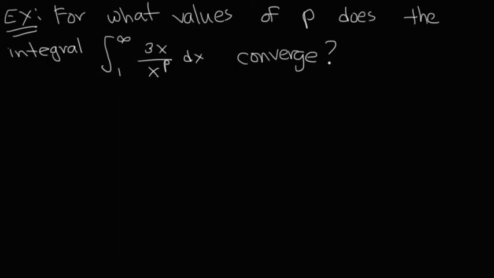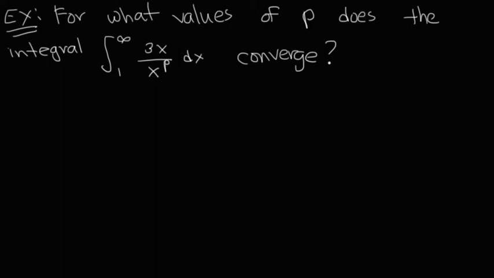Okay, so let's do another example that's a little bit different than the ones we've done so far. In this one, we're asking for what values of the constant p does the integral from 1 to infinity of 3x over x to the p dx converge? Okay, so this is a little bit different because here we can't get a definite answer out of this integral because of the value of p, which is not known to us. The variable is still x, but p is a constant, but we need to define which values of p will actually give me a real number for this.